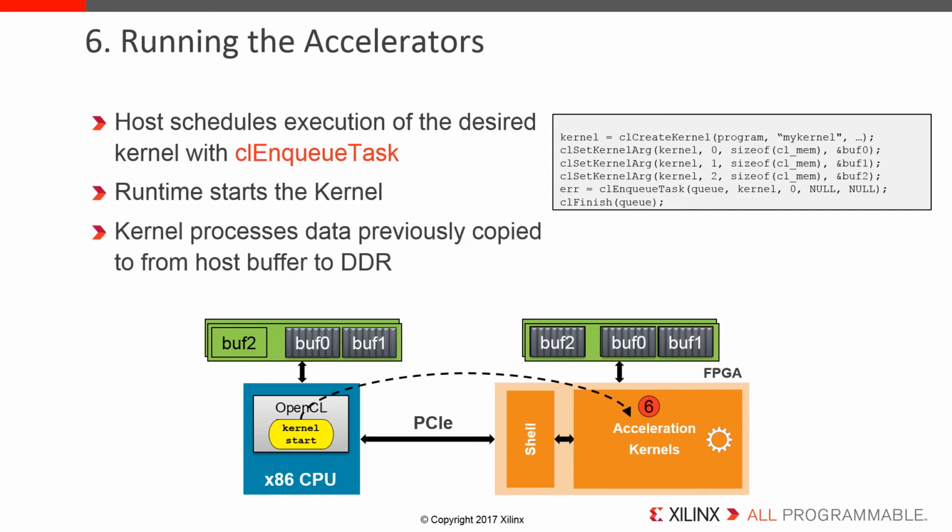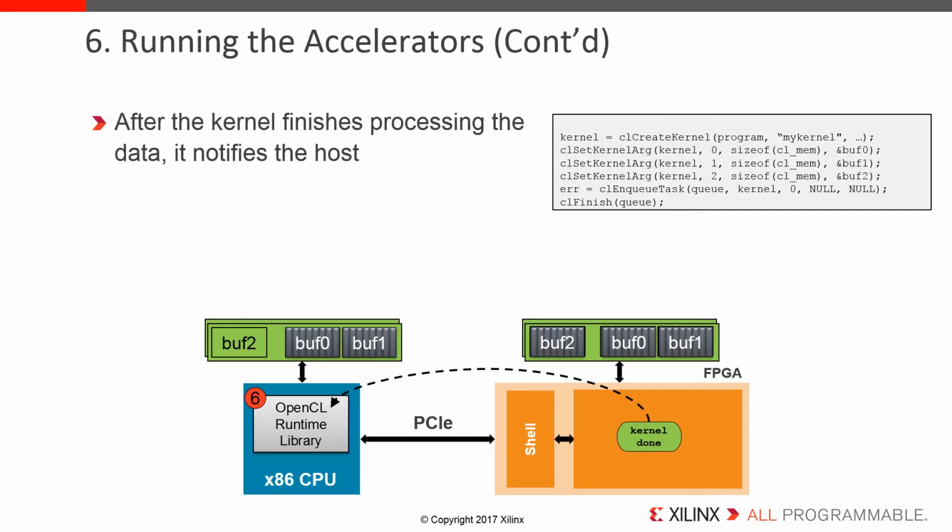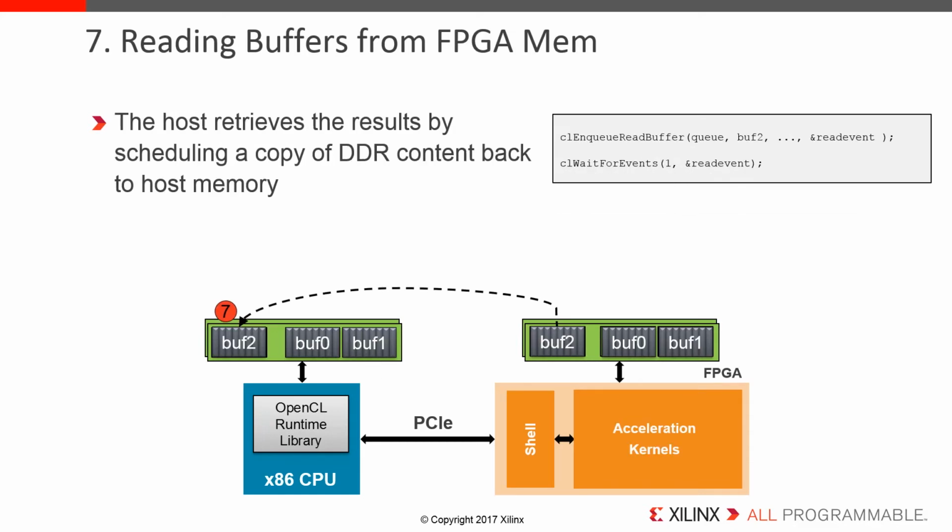The kernel then executes. It reads the data from the input buffers, performs its calculation, and writes the results back to the output buffer. When the kernel completes operation, it automatically notifies the host. The kernel done signal is registered in the command queue. If clFinish was used, this would have been a blocking call, as this waits for the command queue to complete all operations.